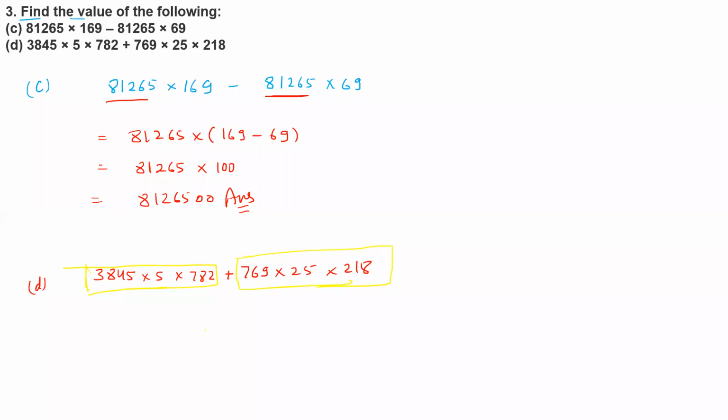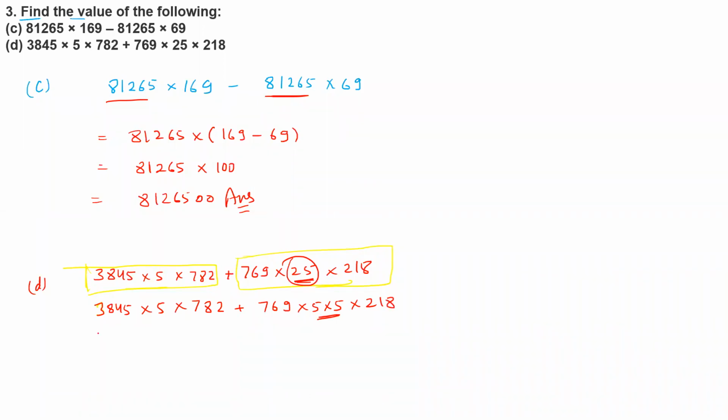As you can see, there's no number which is common here. So what you have to do is write 3,845 multiplied by 5 multiplied by 782 plus 769, and this 25, write as 5 into 5, into 218.